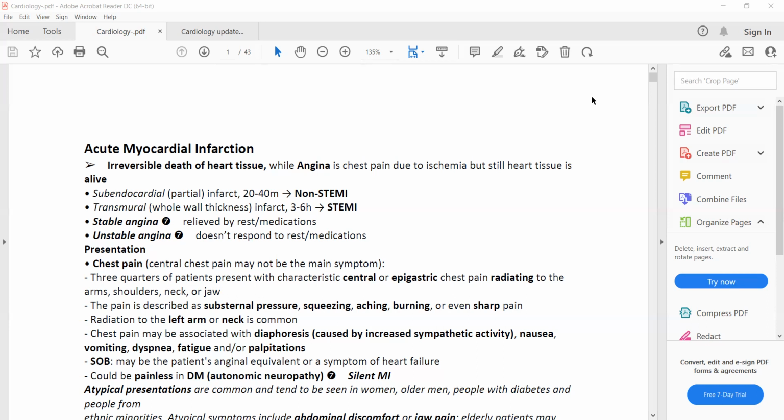Sir, troponin may also become positive in STEMI also, right? Anything that has myocardial infarction in its name, such as ST elevation MI or non-ST elevation MI, troponin is positive. Troponin will be positive in every MI, either non-ST elevation MI or ST elevation MI. Okay, sir.